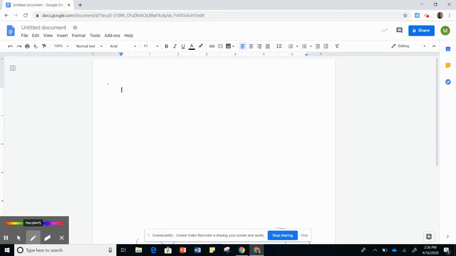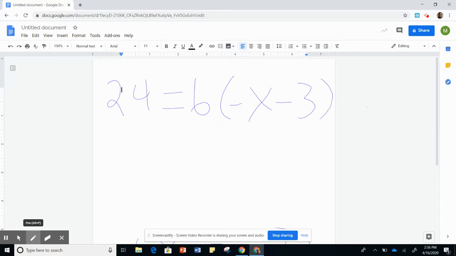We have 24 is equal to 6 times negative x minus 3. Okay, so notice we have to do some distribution. So we're going to bring down our 24 and we're going to distribute. So we have 6 times negative x. That's a negative 6x. And then we have 6 times negative 3. That's going to be a negative 18.